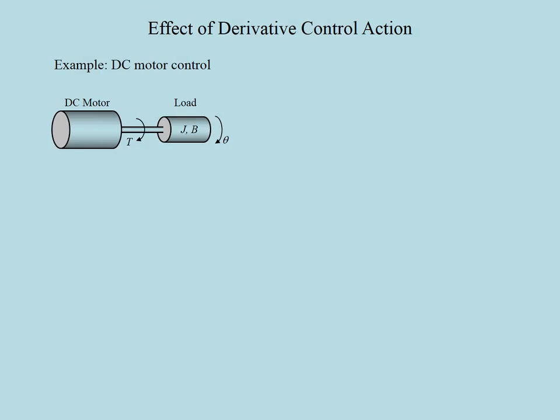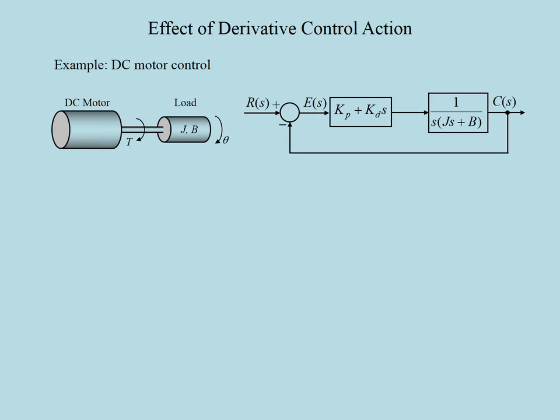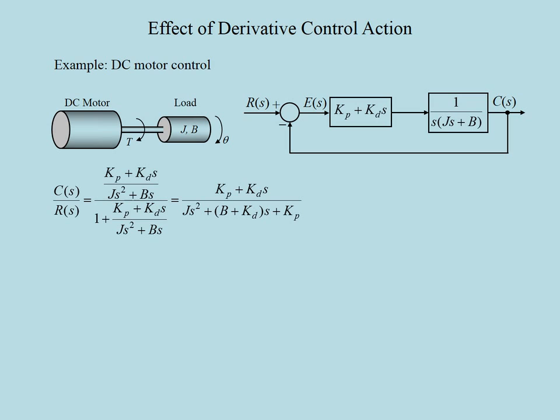Now we revert to the example of DC motor control to evaluate the steady-state performance of derivative control action. This time we will express the controller transfer function in a non-standard form as Kp plus Kd s. Again, let's write the closed-loop transfer function as the feed-forward transfer function divided by 1 plus the open-loop transfer function. And let us now find the steady-state error for a unit ramp input, that is, whenever R(s) equals 1 over s squared. We know that the steady-state error can be found by the final value theorem as the limit as s goes to 0 of s times E(s).